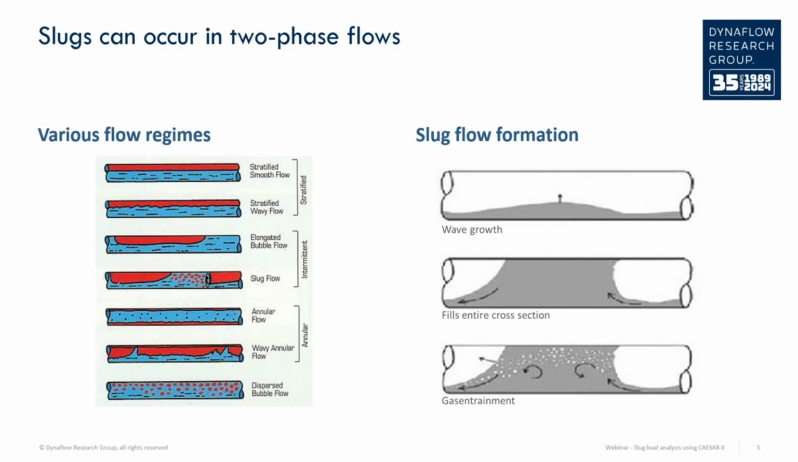Slug flow is a two-phase flow phenomenon which consists of a liquid and a gas. If a two-phase flow is fully stratified, the gas flows above the liquid and both flow smoothly. At higher gas velocities, waves may be introduced in the fluid, making the interface between the liquid and the gas less smooth. This is often caused by the gas moving quicker than the liquid. If a wave that is picked up by the gas fully fills the pipe, it forms a slug.